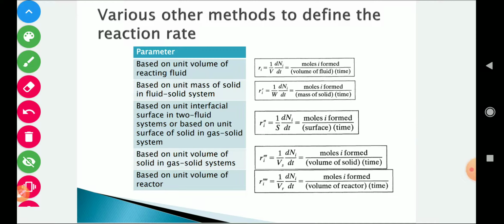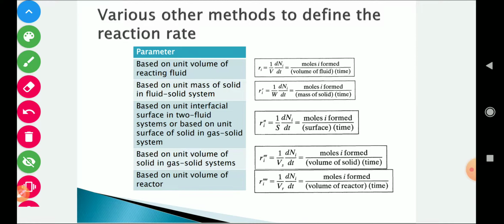We can also define the rate equation based on unit volume of solid in a gas-solid reaction. In that case, Vs is the volume of solid. In the first case, this Vs indicates the volume of reacting fluid, but in this case we are using Vs as volume of solid. So we are defining rate of reaction in terms of volume of solid. Again the unit will be the same, mole per meter cube per second.